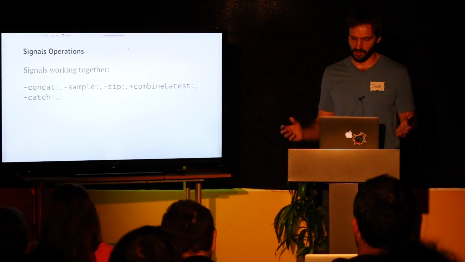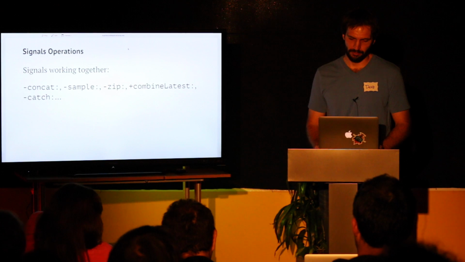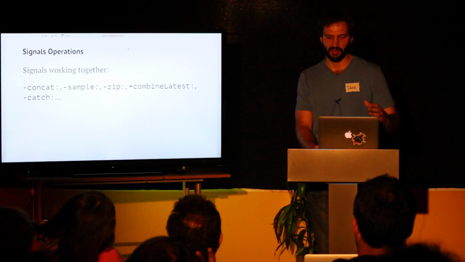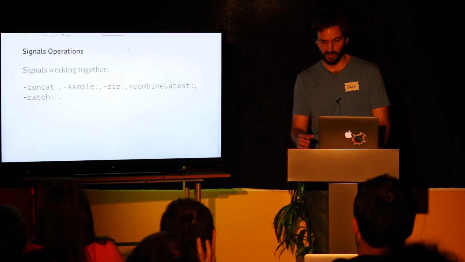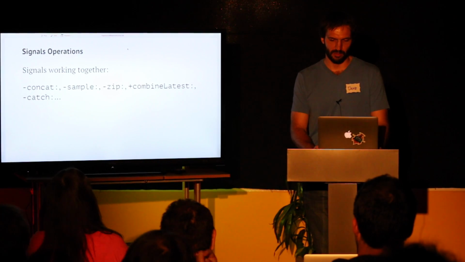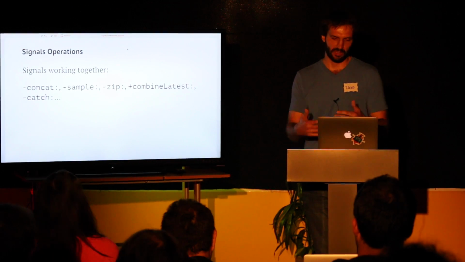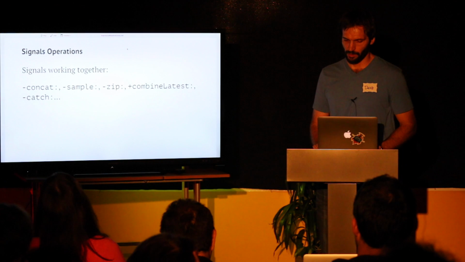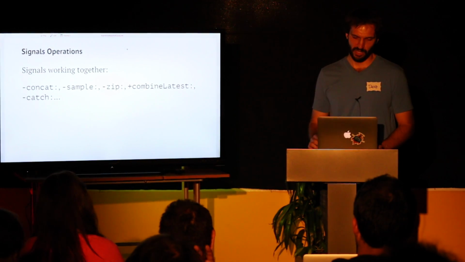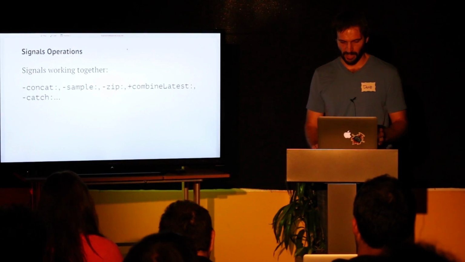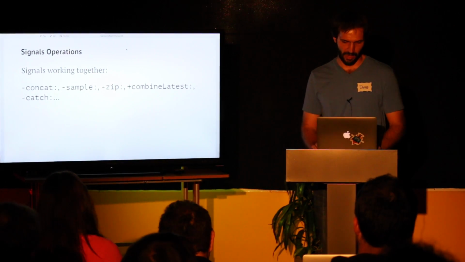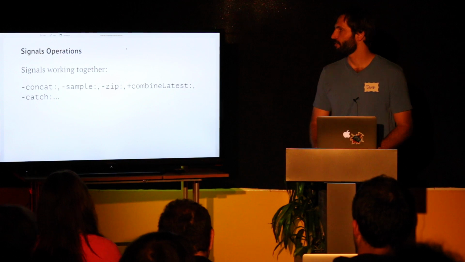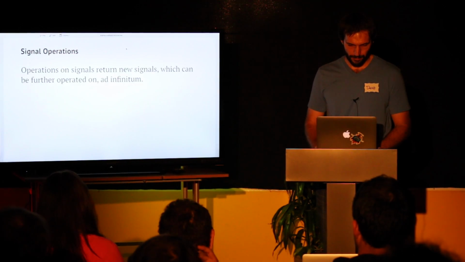So you can have 2 different signals and you can combine them one after the other. You can say, I only want the value of A whenever B sends an update. You can zip them together so that it's like lockstep, so the first value from A goes with the first value from B. You can combine the latest values even if one gets ahead of the other. You can catch errors and give a new signal when that happens. So there's a lot of signal composition functionality that Reactive Cocoa has.